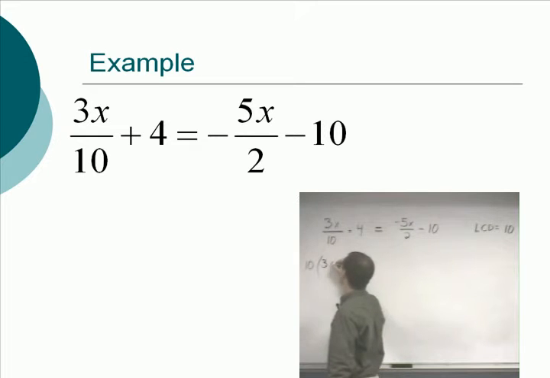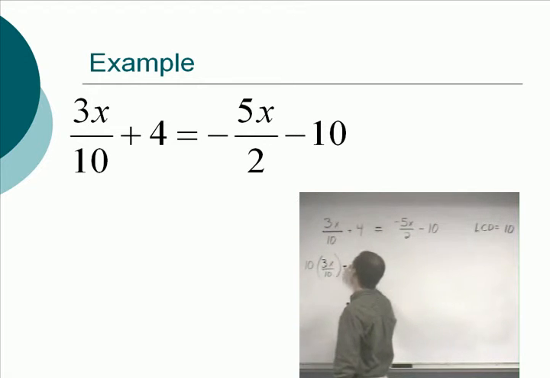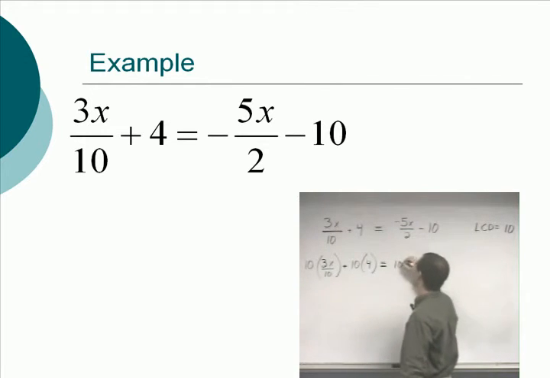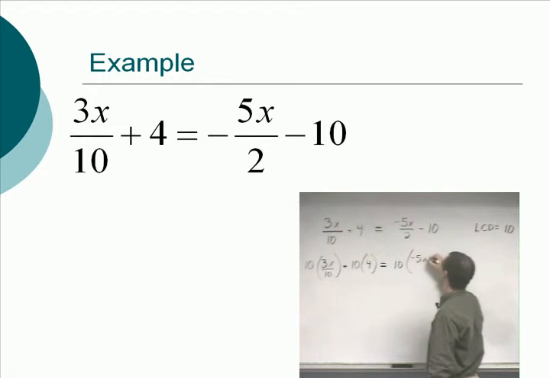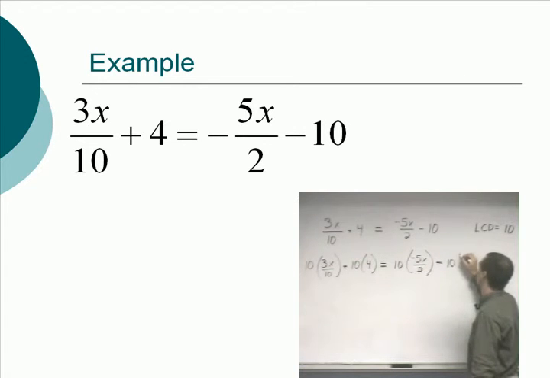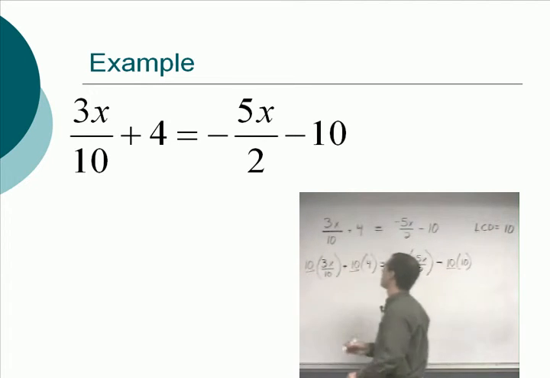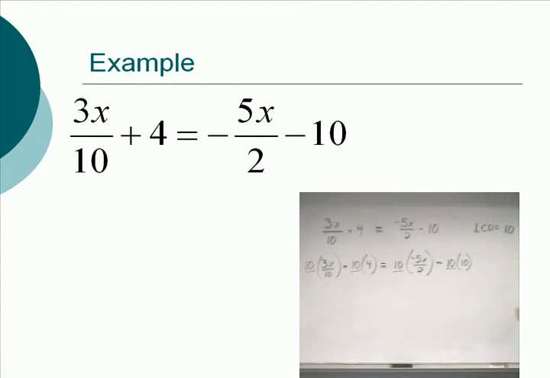We're going to have 10 times 3x over 10 plus 10 times 4 equals 10 times negative 5x over 2 minus 10 times 10. So we multiplied every single term by 10. If you've chosen the correct LCD and if you multiply every term by 10, you will not have any fractions left after this step. Does that look okay?